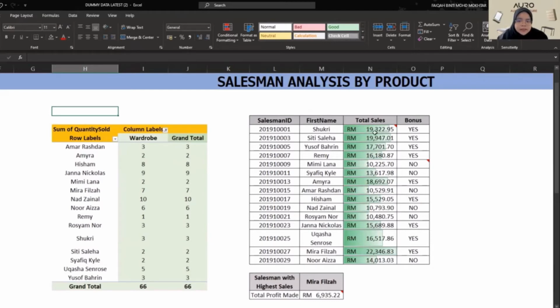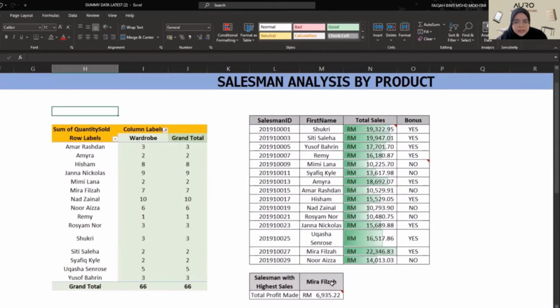We identify the sales made by the salesman to see if they deserve a bonus or not, and for this, we use the IF function. If a salesman made more than 15,000 ringgit, they will receive a bonus. And if they did not make more than 15,000 in sales, then they will not receive a bonus. In the IF function, we take N12 to N26, which is the total sales column. If the total sales are more than 15,000, then it will be a yes, which means that they will receive a bonus.